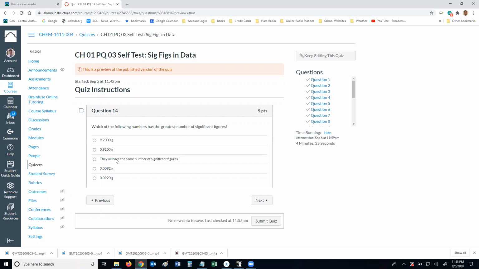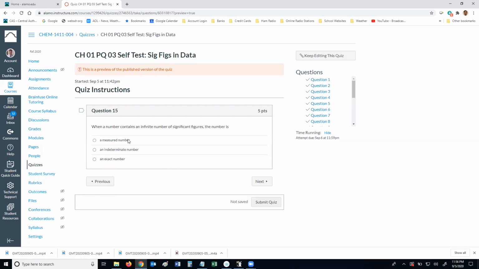Okay, that lets out they all have the same number of significant figures. We know that already. They don't, because this first one has 5, this one has only 4. 0.0092 grams has only 2, because those 3 zeros are zeros at the beginning of a number and don't count as significant figures. And then 0.0920 has 3. The leading zeros don't count. The 9, the 2, and the ending 0 are all significant. So we have 5, 4, we have 2, and we have 3. So this one at the very top here has 5 significant figures. That's the one with the most figures.